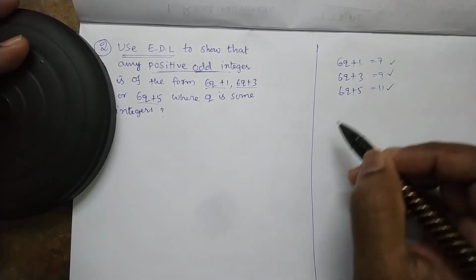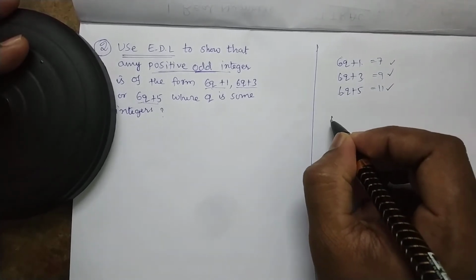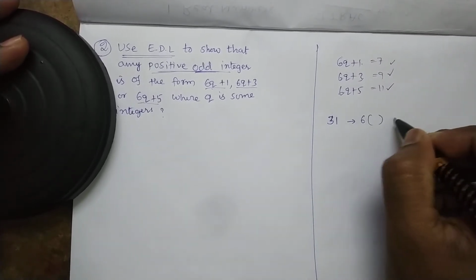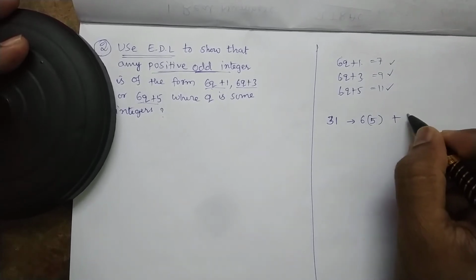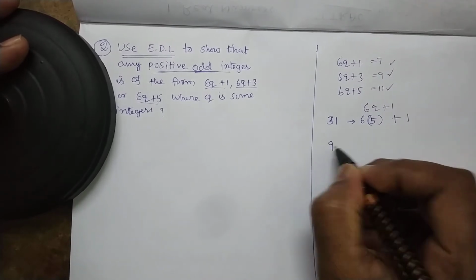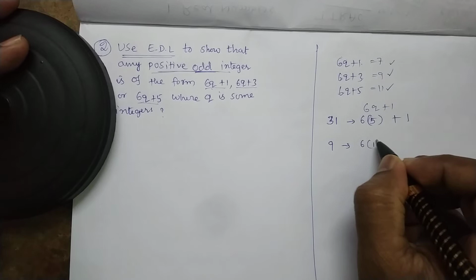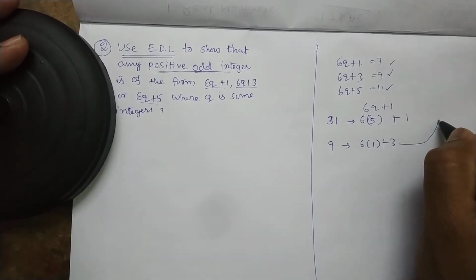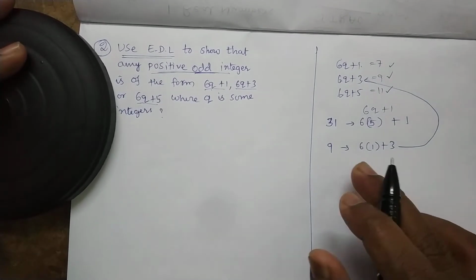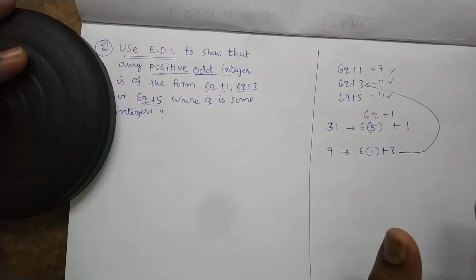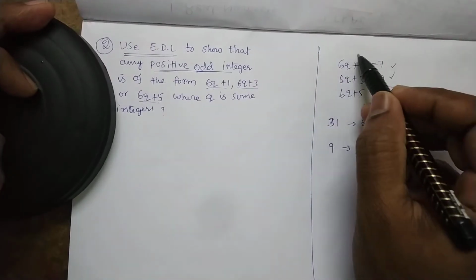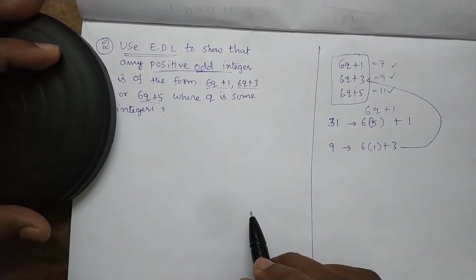Generally, any odd number in the world, for example 31, you can write as 6 into 5 is 30, plus 1, where 5 equals q, so 6q plus 1. Otherwise, take 9: how can you write it? 6 into 1 plus 3, which again is of the format 6q plus 3. So if you take any positive odd integer, it will always be in one of these three formats. That is the main intention.